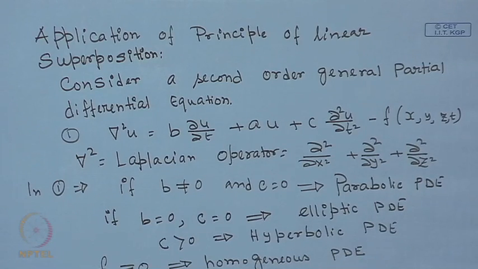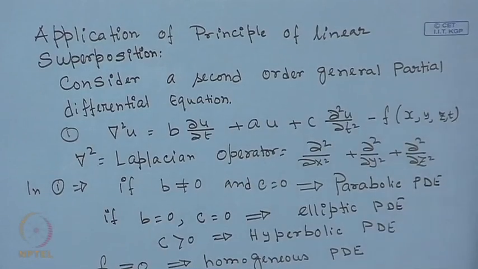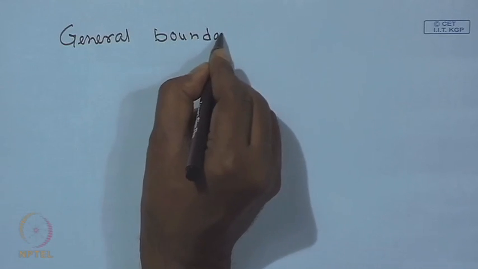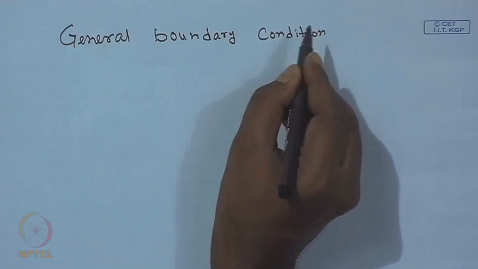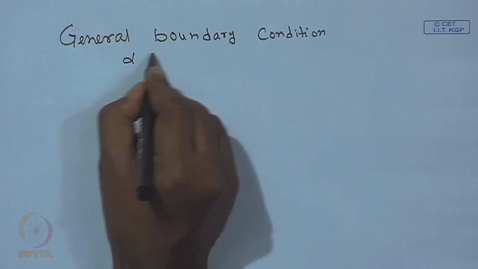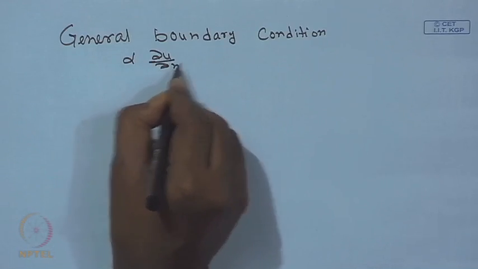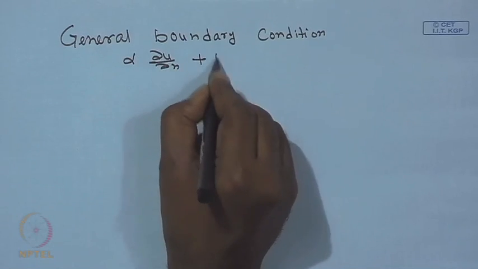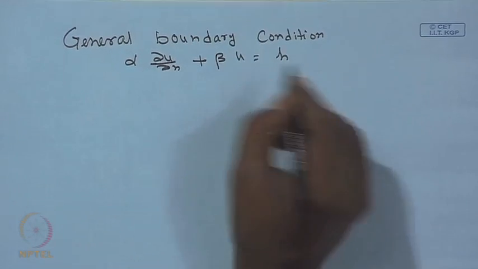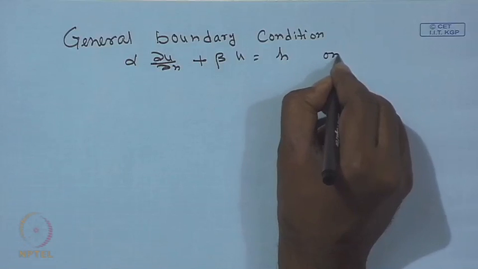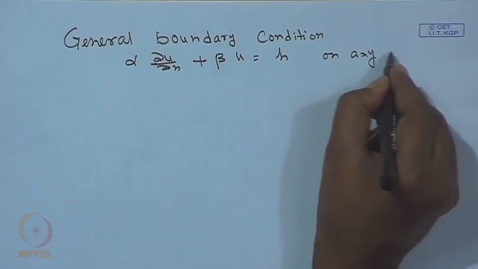Now, general boundary condition will be alpha del u del n plus beta u is equal to h, where n is basically the normal direction of any surface. So, that is a general boundary condition on any boundary.